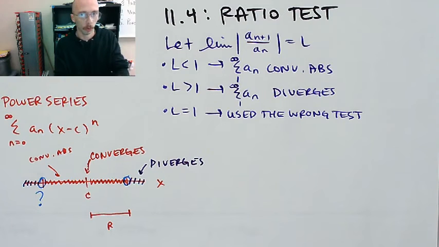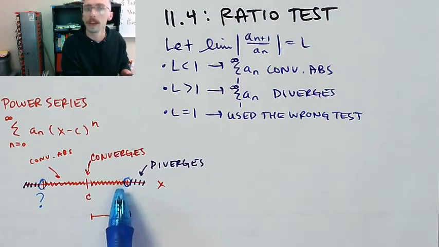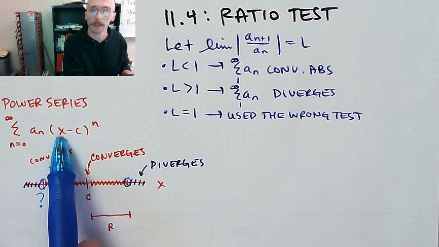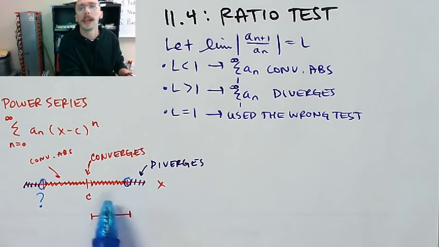So if you are told that you have conditional convergence at a place, you know that's the edge of the interval. You always know what it's centered at because it's x minus c to the n. If it's just x to the n, you know it's centered at 0. And so that can give you the radius, and you can find some other stuff out.